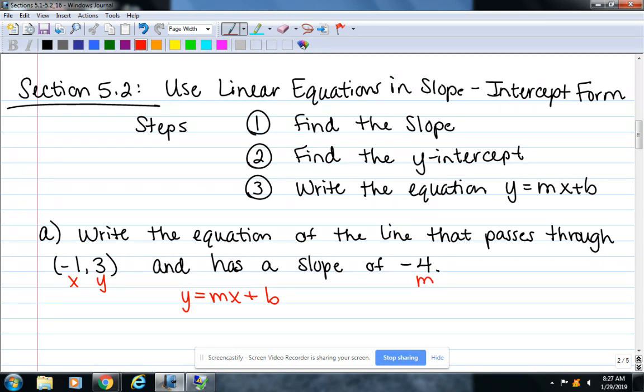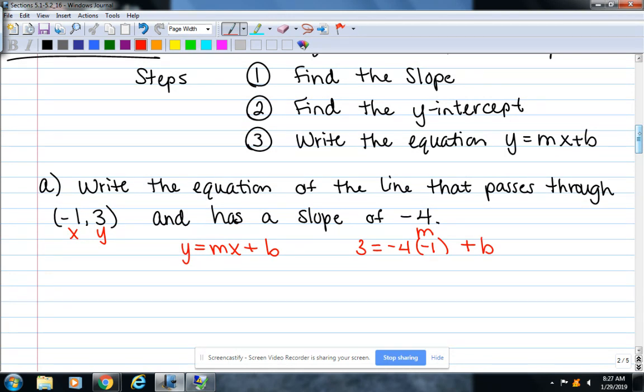So what number goes in for Y? Equals what number goes in for M times what goes in for X? 3 = -4(-1) + B. And now I have all numbers, so that should be an easy equation to solve for B. First, I need to multiply these two. What's -4 times -1? So 3 equals +4 plus B. How do I solve that equation for B? Subtract 4 on each side. So 4 minus 4 cancels. What is 3 minus 4? -1 is B.